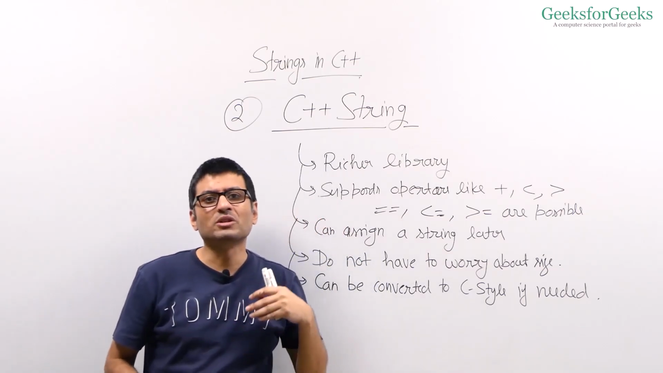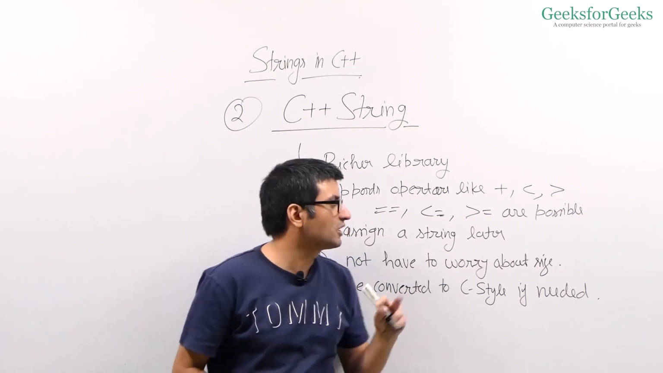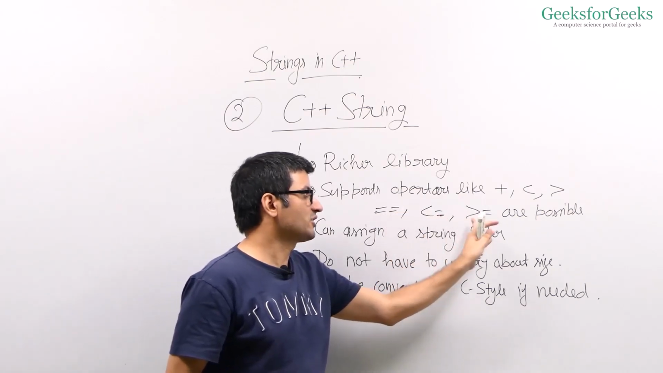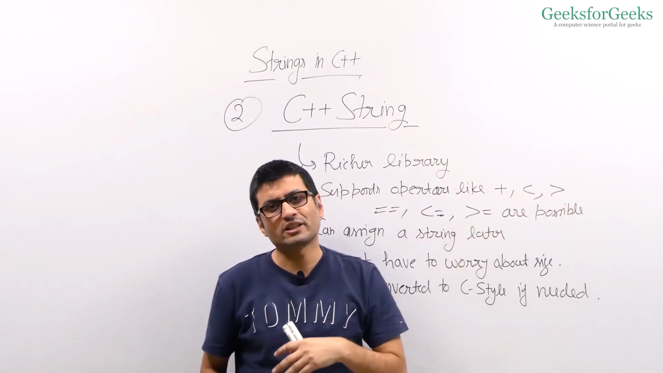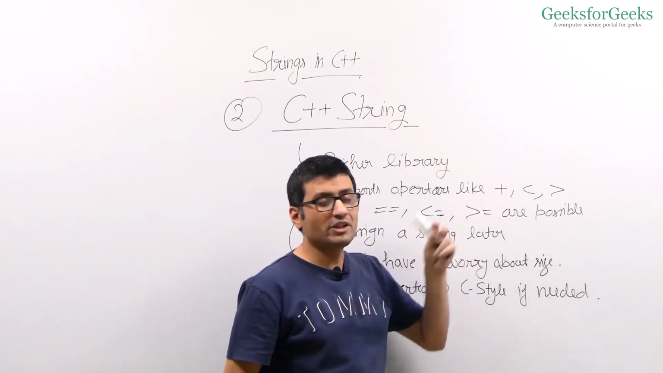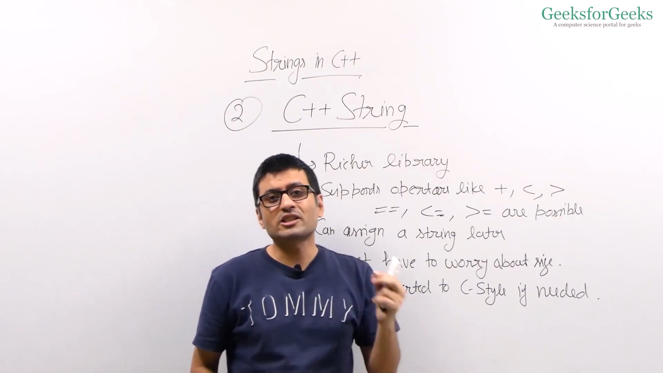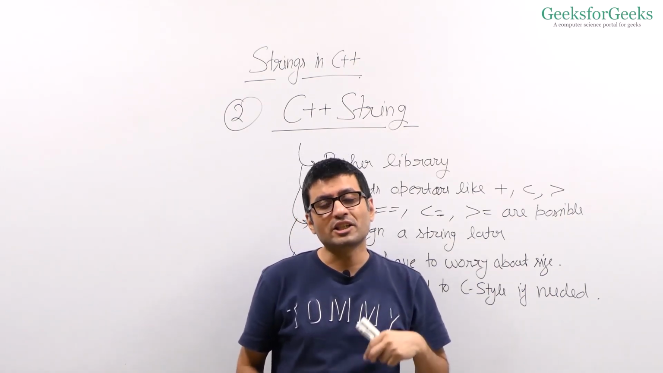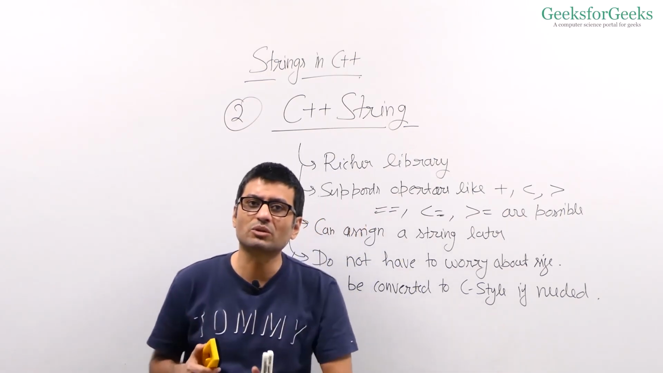Remember what we had to do in C style strings. We had to use strcmp function to get these things checked for two strings, which are possible with operators in C++ style strings. Plus operator, we can use plus operator to append one string to another string. In C style strings, there is a function called strcat that we have to use to append one string to other string.